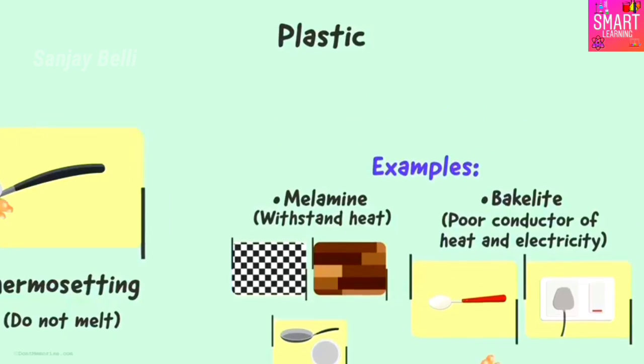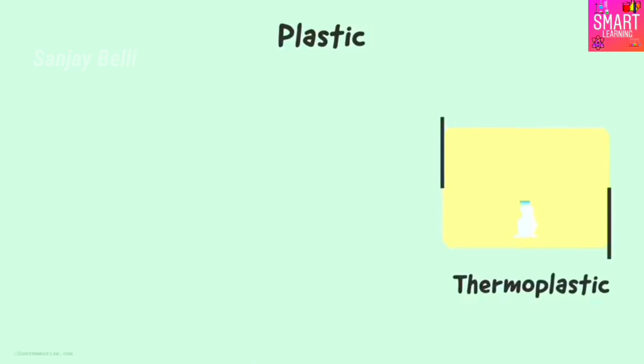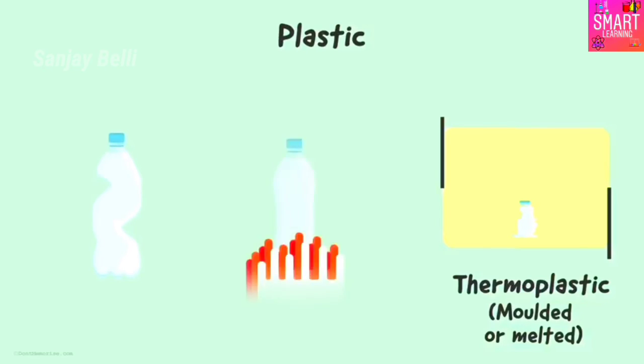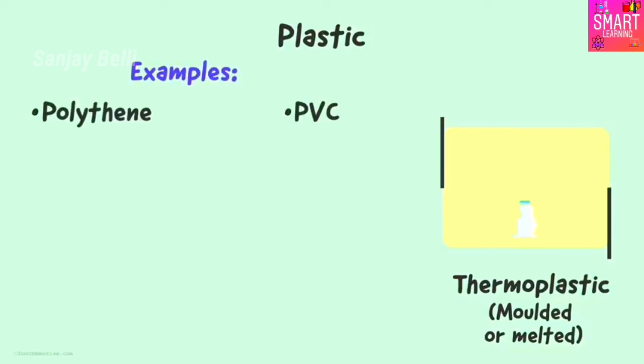What could be the properties of thermoplastics then? In contrast to the thermosetting type, these can be molded or simply melted on heating. Yes, thermoplastics can be easily bent and heated to be remolded into various forms. And do we know any such type used daily? Absolutely. Polythene and PVC are the most common ones.